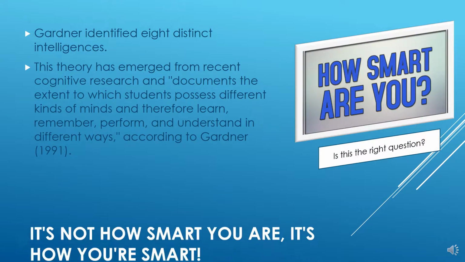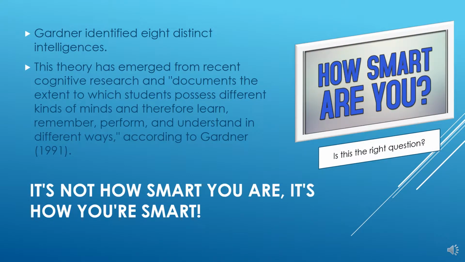Gardner's theory of multiple intelligences is based in cognitive research, which demonstrates that students learn, understand, and process information in different ways. It is important to note that his theory differentiates intelligence into specific modalities, rather than seeing intelligence as a single general ability. His theory puts the idea of what we consider smart in a different light.